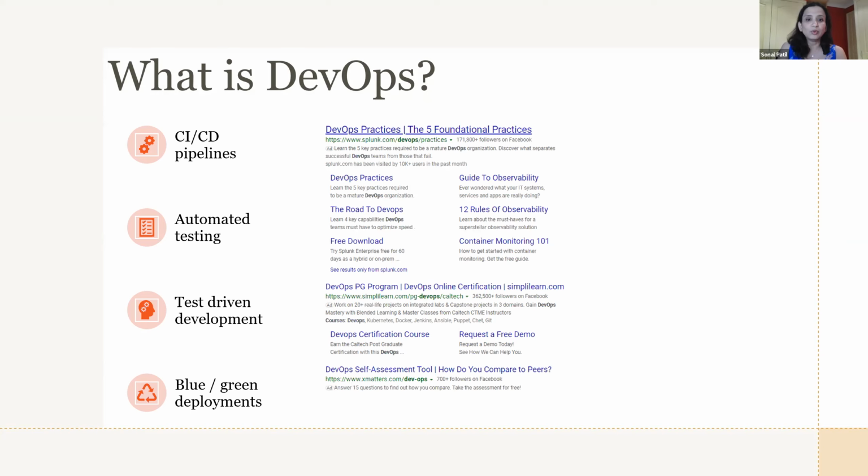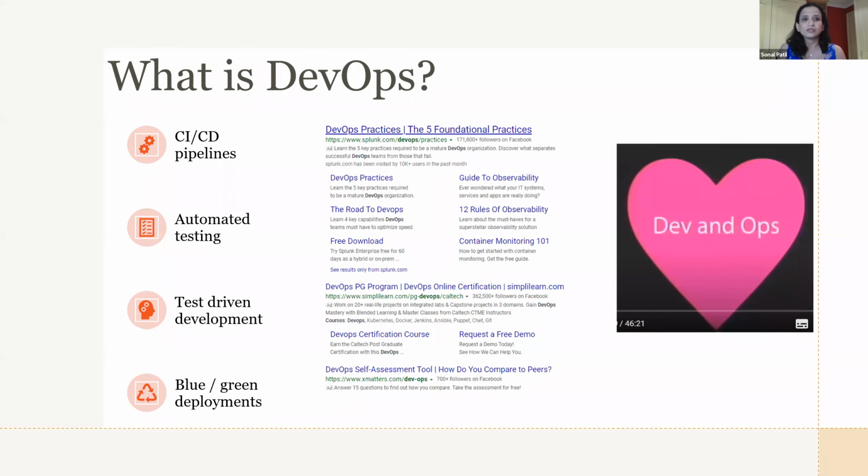So I went to the web, I did a web search on DevOps, and a lot of results came out. Some of them mentioned DevOps is dev and ops together. But how does automated testing fit into dev and ops together? And I still was not quite sure. So I decided to research the origin of DevOps and where this name came from.